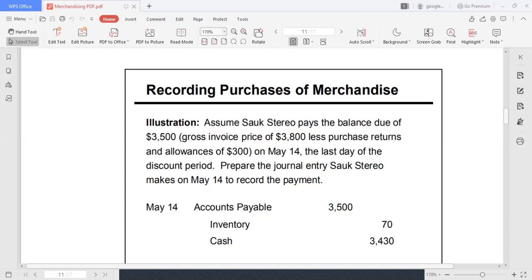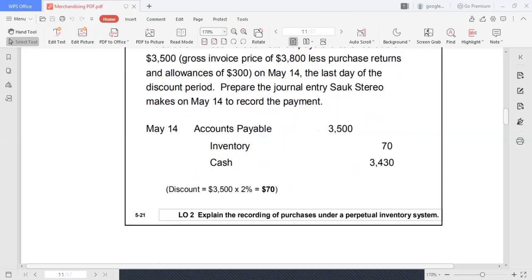Okay. But since nakaabot ka sa discount period, magkakaroon ka ng purchase discount na 70, so yung cash na babayaran mo, 3,430 na lang. So saan mapapapunta yung 70? Yung 70, ibabawas mo doon sa inventory. Okay. Because that is considered to be purchase discount.